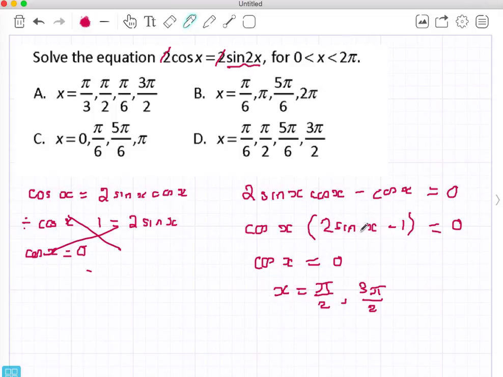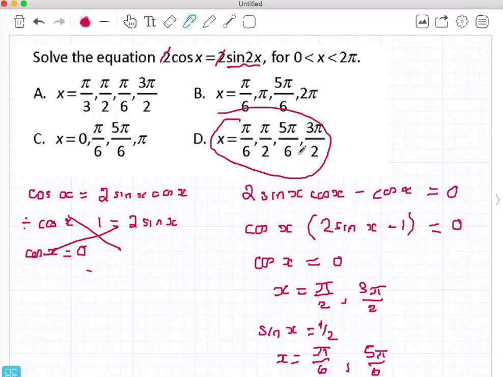And the other thing is 2 sine x minus 1 equals 0, so that gives me sine x equals, add 1 to both sides, divide by 2, 1 over 2, and again you should be able to get straight in with pi over 6, and in the second quadrant 5 pi divided by 6. So I've got pi over 2, 3 pi over 2, pi over 6 and 5 pi over 6. So this is where my answers are, D.